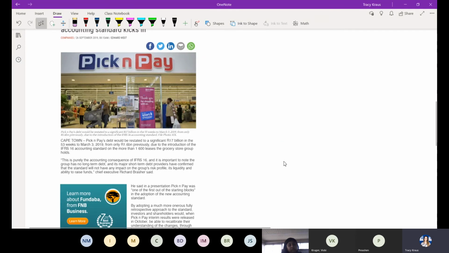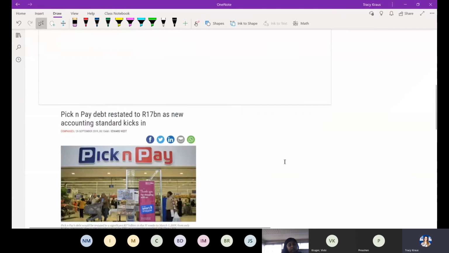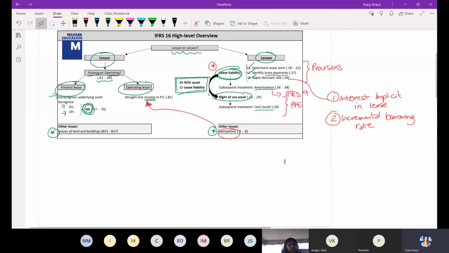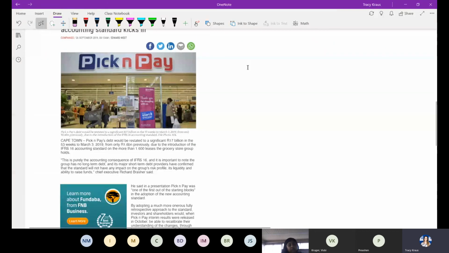And so what happens now is that they had to implement IFRS 16 as the lessee. So they're sitting now on this side as lessees in the transaction, and they now have to go and recognize all of the lease obligations related to the leases that they are part of for all of the space that they have leased for their stores. And what we can see is that it went up. Their obligations, their debt, went up to 17 billion rand from only 1.6 billion rand.